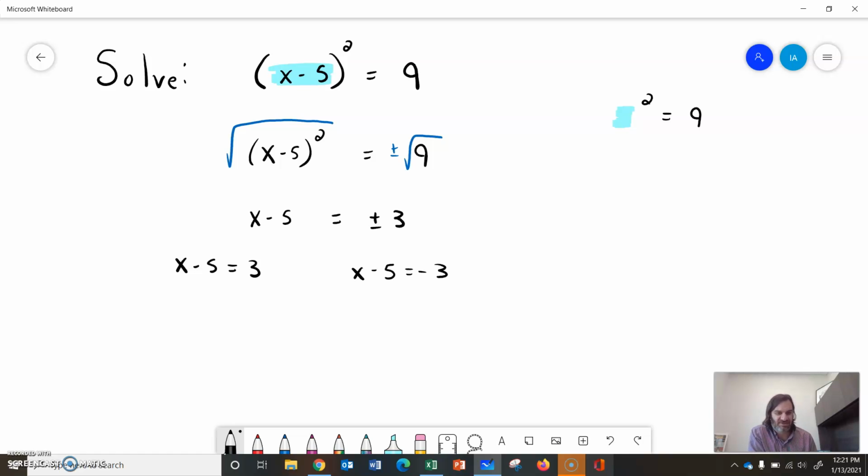And x minus 5 equals 3. If you pull the 5 over, you get x equals 8. It's not so bad. Once you're done, check that out and see if it works. And the other one, x minus 5 equals negative 3. If we pull that over, we get 2.